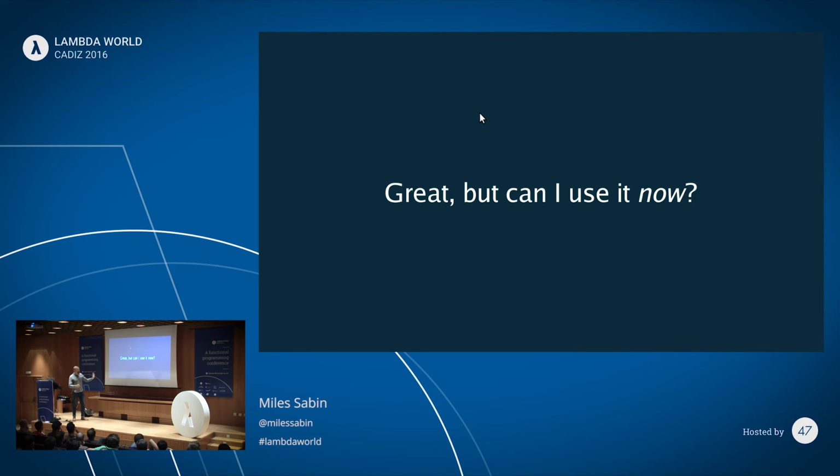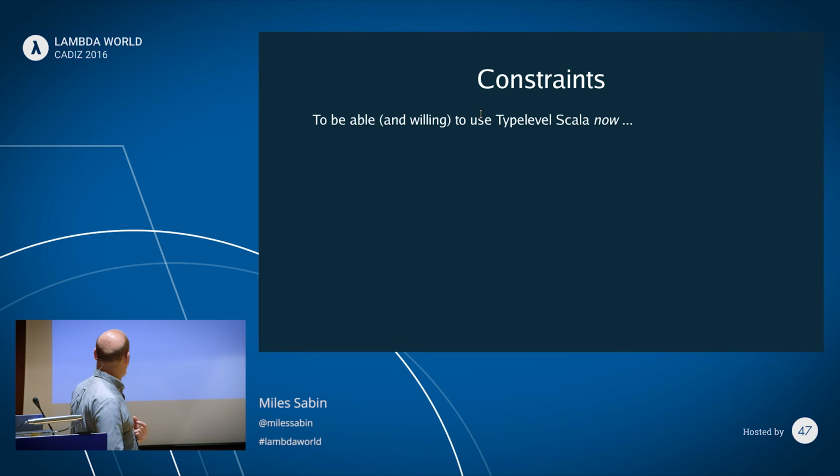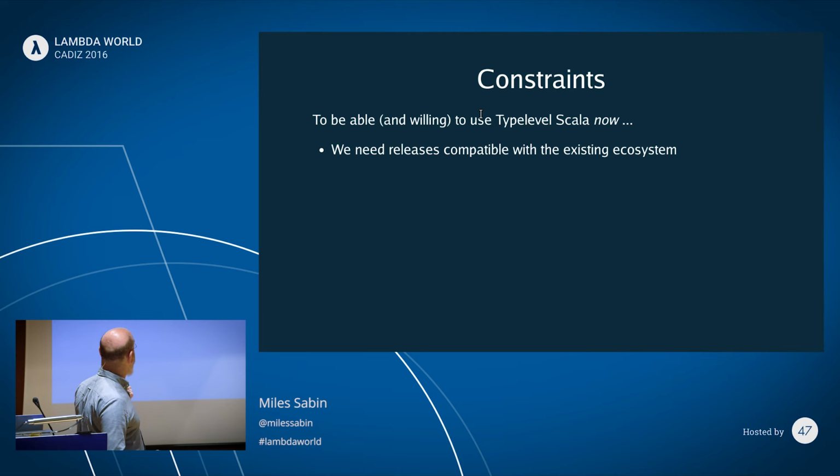Okay, so to be able to do that, there need to be constraints on what we are going to do with Typelevel Scala. We need all of our releases of Typelevel Scala to be binary compatible with the existing ecosystem. It's not feasible to expect people to essentially rebuild. We have some ideas along the lines of how you might, Haskell Stackage style, rebuild the entire ecosystem. But in practice, we are on the JVM. We are very dependent on binaries, and we need to be able to retain binary compatibility with the ecosystem. We can't expect everything to move at once. This has to be something which is gradual.